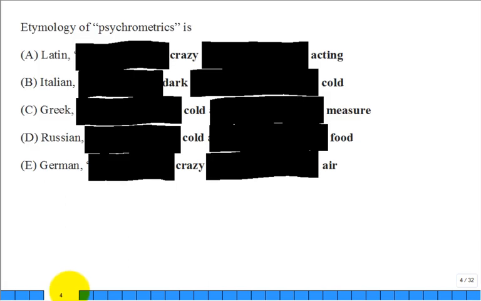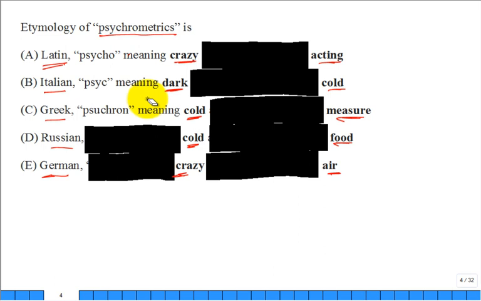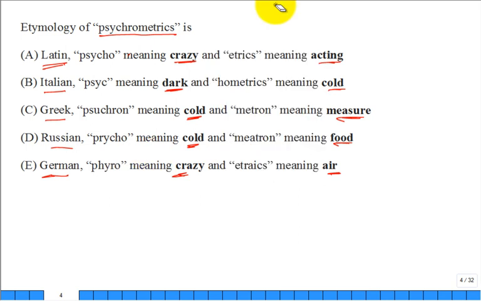All right. Now, etymology just means the study of the meaning or the roots of the words. And that's how you get the meaning. So do you think psychrometrics comes from Latin, Italian, Greek, Russian, or German? And if it's Latin, do you think it's something like crazy acting, or Italian dark cold, or Greek cold measure, or Russian cold food, or German crazy air? And then you can just pick some, like psycho meaning crazy, and psych meaning dark, and psychron meaning cold, that's like Greek, and psychro meaning cold. Mix it up. Who would like to take a guess?